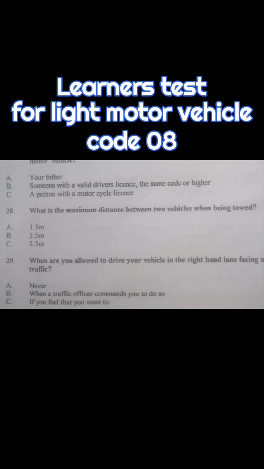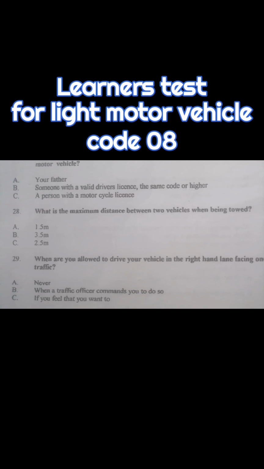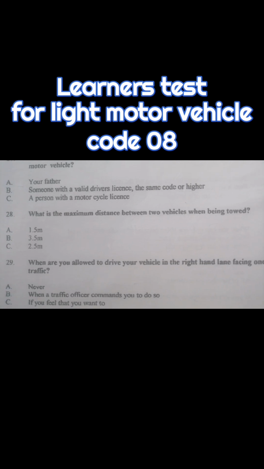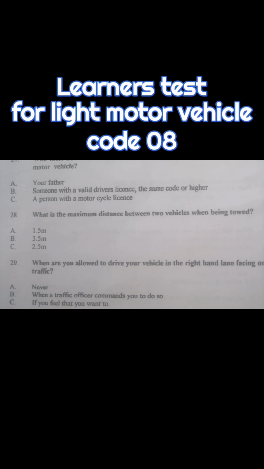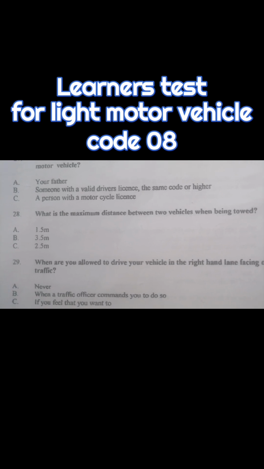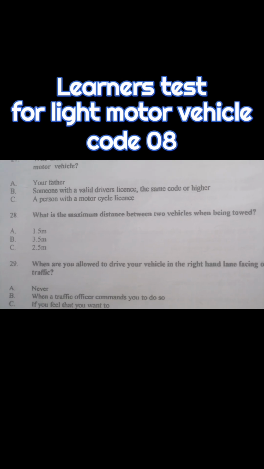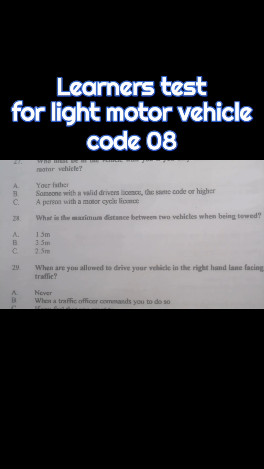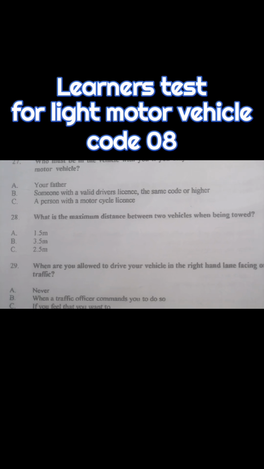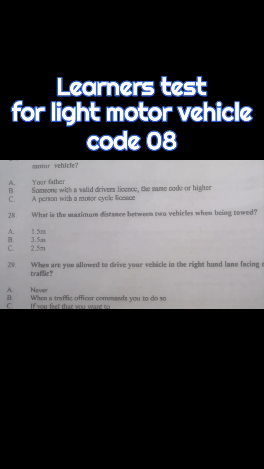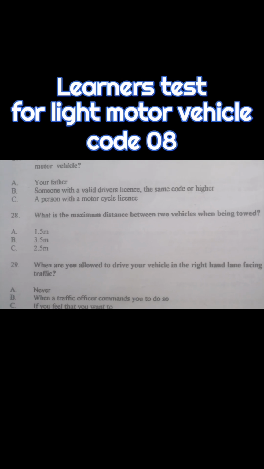28. What is the maximum distance between two vehicles when being towed? The biggest number there is 3.5. Alright, this is the distance of the rope or the length of the rope that we're asking for. Okay, so the gap between two cars must be 3.5, no longer. Otherwise it will just create an illusion that the two vehicles are following each other closely. Alright, so it's 3.5.